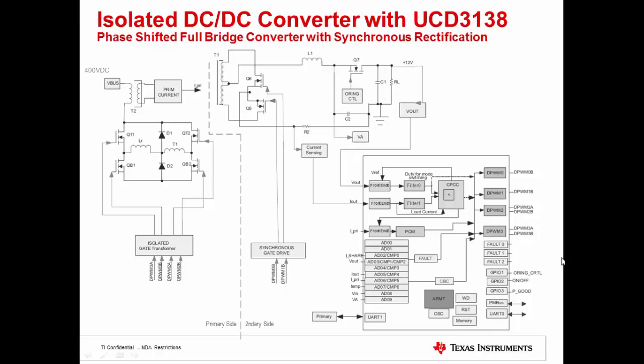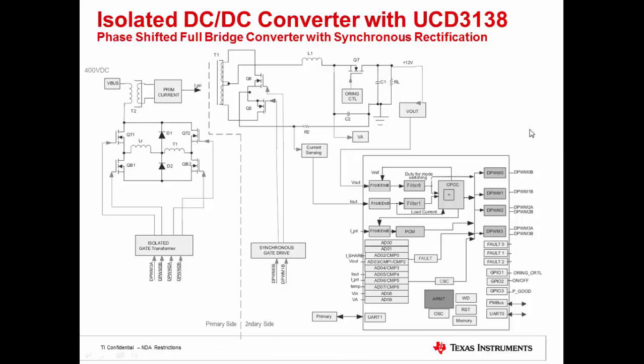With that introduction, let's take a look at how the UCD3138 device can be used to control an isolated DC to DC power supply, in this case a phase-shifted full-bridge converter. Over here on the primary side are the 4 full-bridge MOSFETs. Here is a power transformer and the isolation boundary, the 2 synchronous rectification MOSFETs on the secondary side, and the UCD device also sitting on the secondary side, which makes this an example of a secondary side controlled digital power supply.